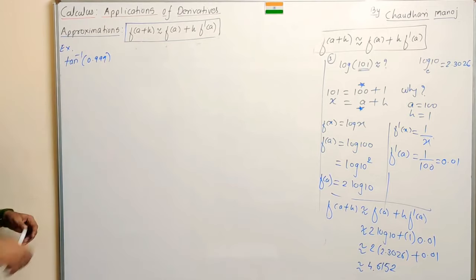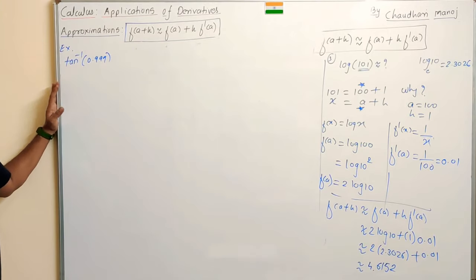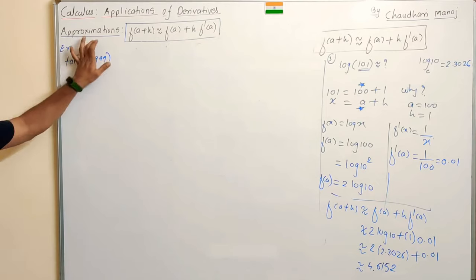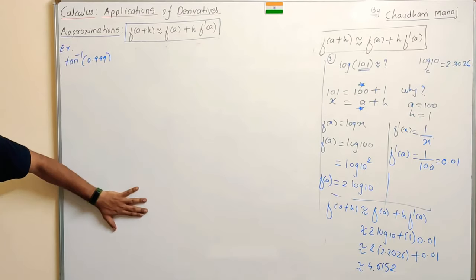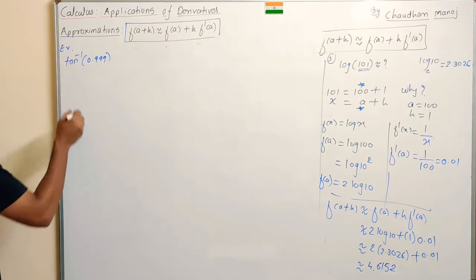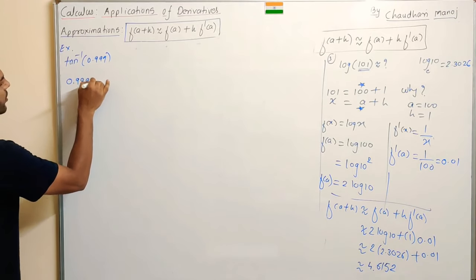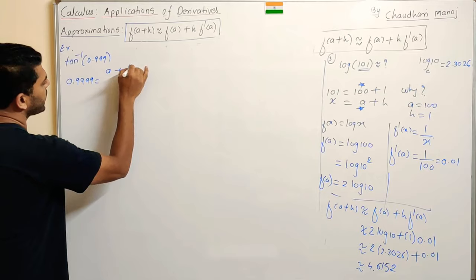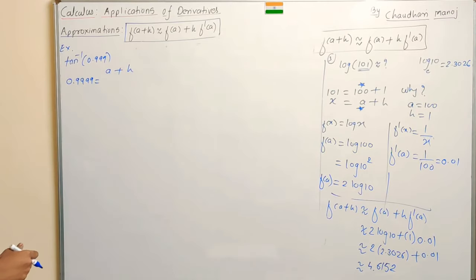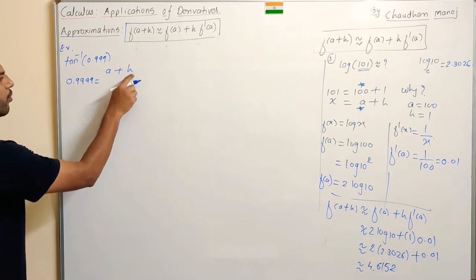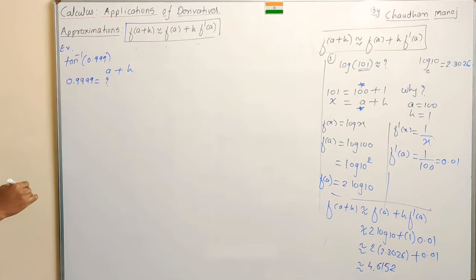So here, if you observe, this is the inverse trigonometric function tan. So it's tan inverse 0.999. This is a very interesting and very important problem. So how will you split this 0.999? You have to split this as a plus h. And my question is, how will you split? The h is not the important one for us, but the a is.